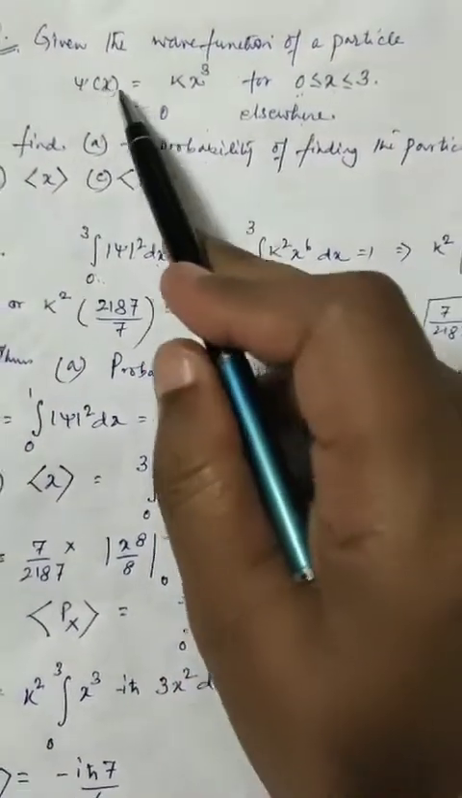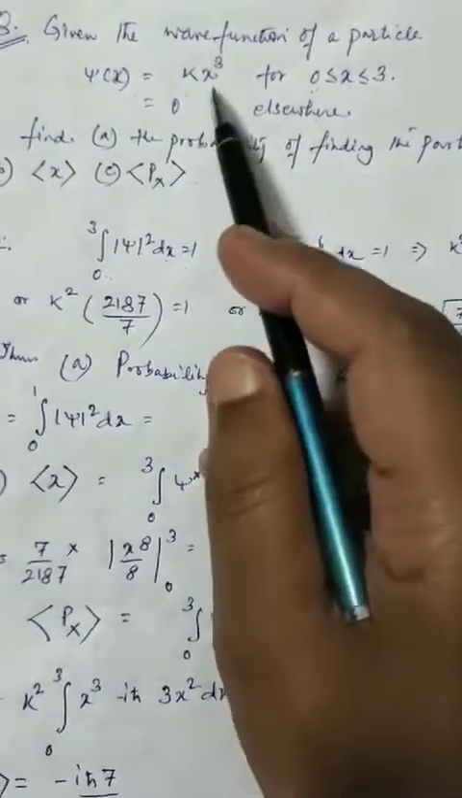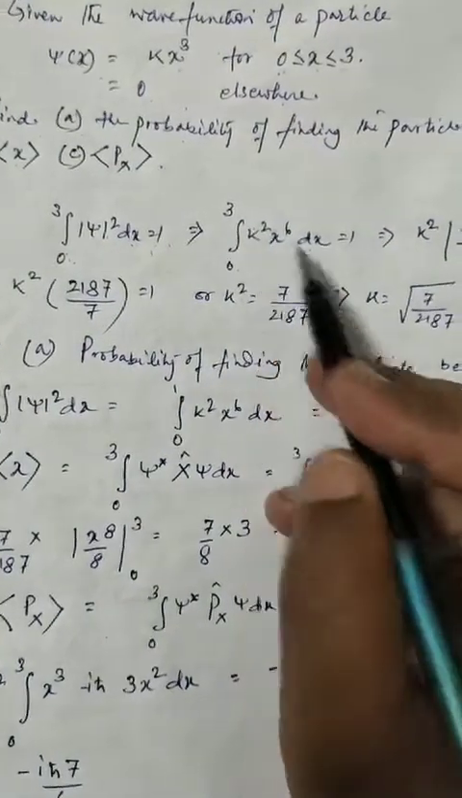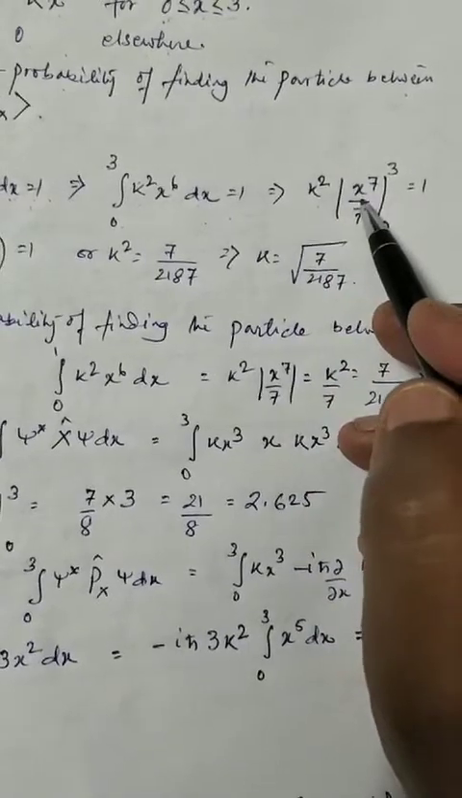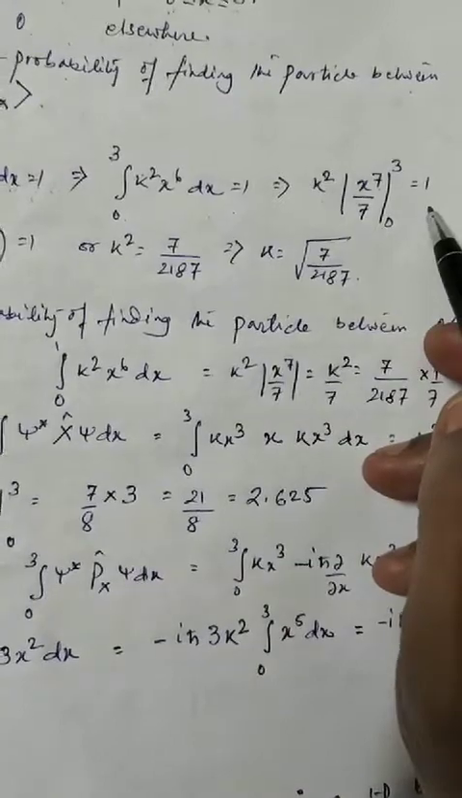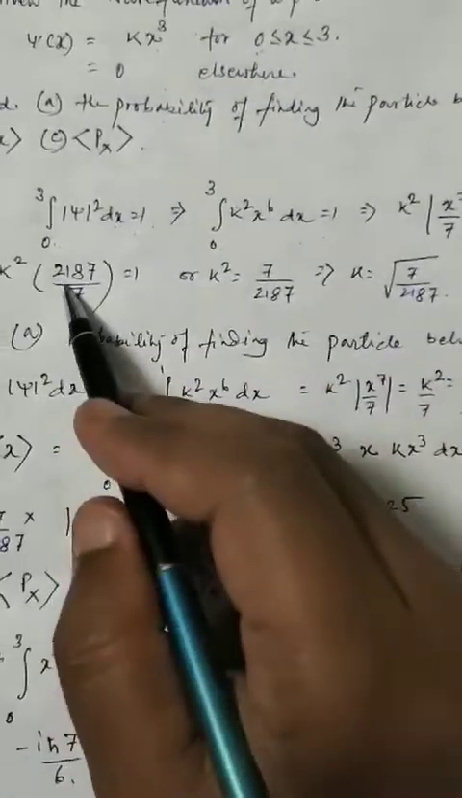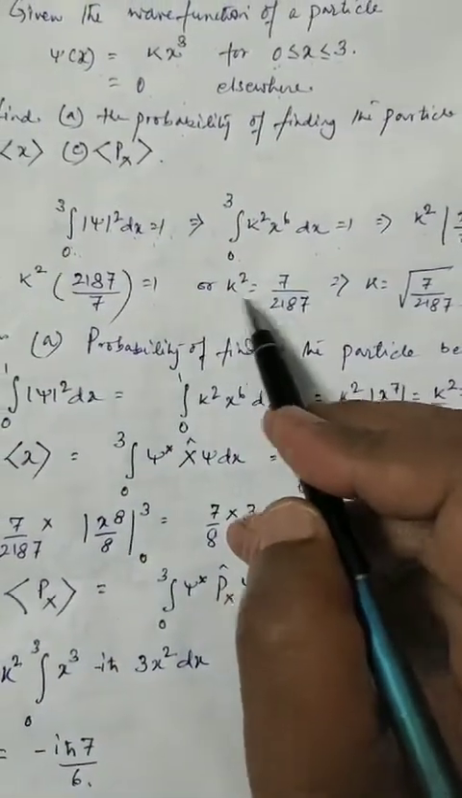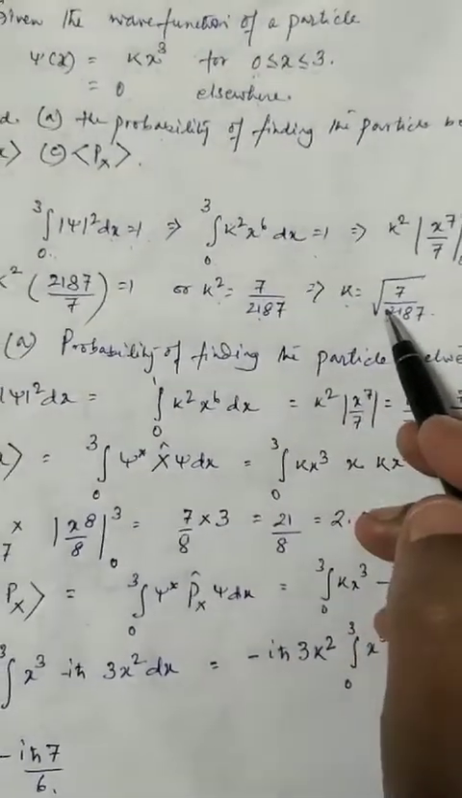So mod psi square, since psi is a real quantity, its complex conjugate is also the same. So it would be the integral of k square x to the power of 6 dx from 0 to 3, which must be equal to 1. So k square is taken out. You integrate x to the power of 6, you get x to the power of 7 by 7, from 0 to 3, equal to 1. If you put in the values, 3 to the power of 7, you get 2187 divided by 7 equal to 1. So from here you get k square equal to 7 by 2187, and hence k is the square root of this.